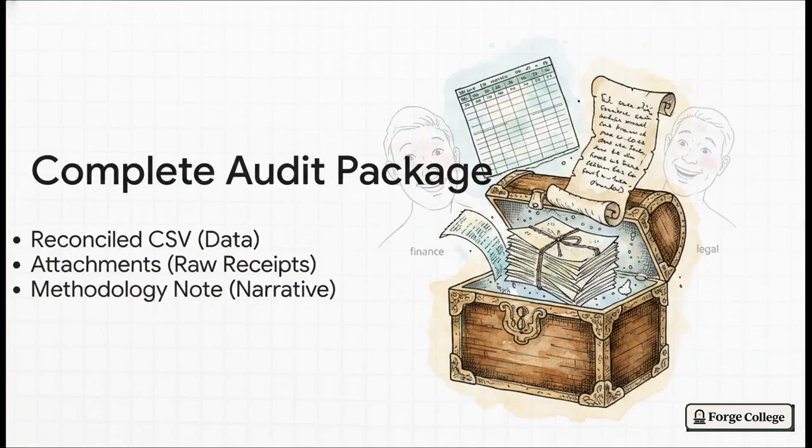So, bringing it all together, here is your final deliverable, the complete audit package. 1. The reconciled CSV, which is your core data. 2. The attachments, meaning your raw receipts and internal logs. And 3. The methodology note, the narrative explaining your query windows and any manual steps taken. Hand this package over, and I promise you will make your finance and legal teams weep tears of absolute joy. You did it. You solved the mystery.